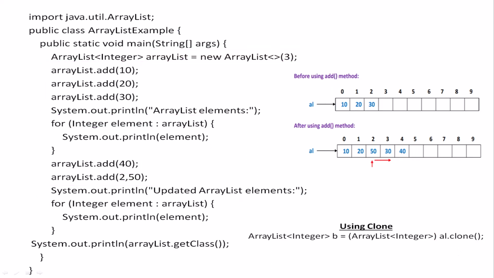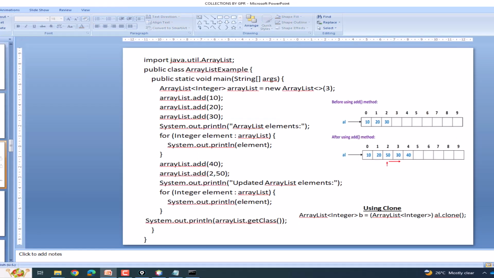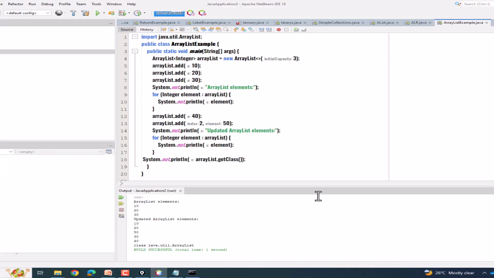Now let us compile this particular program. Now it has shown all the elements inside the array: 10, 20, 30. Now it has shown the updated array list elements: 10, 20, 30, 40. Now it has shown the array list dot get class. Which particular package have you used? java dot util dot ArrayList. That particular class it has retrieved.